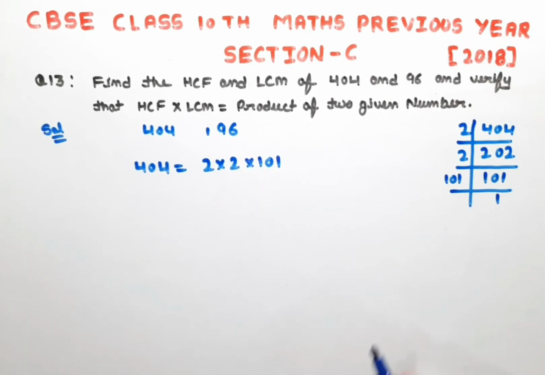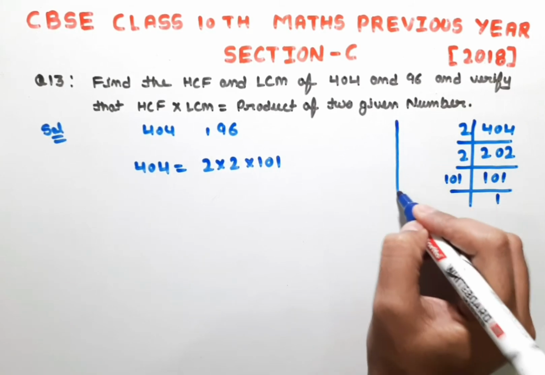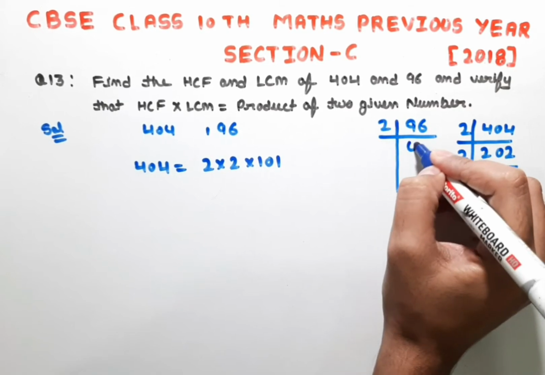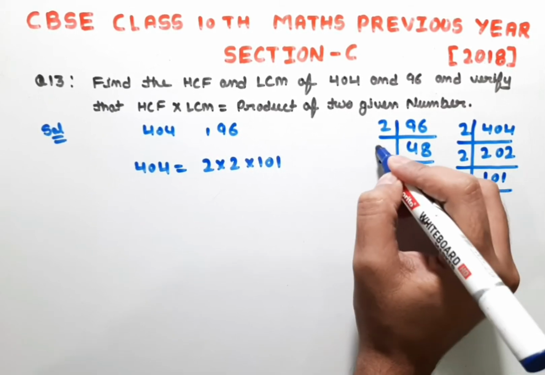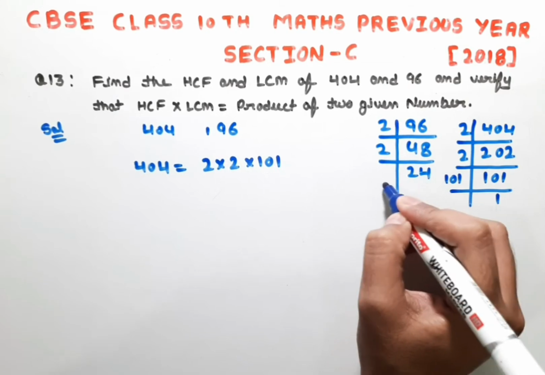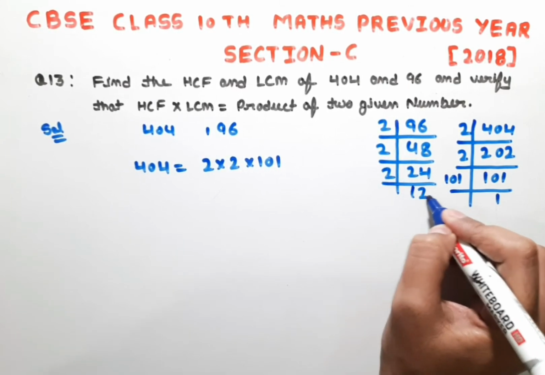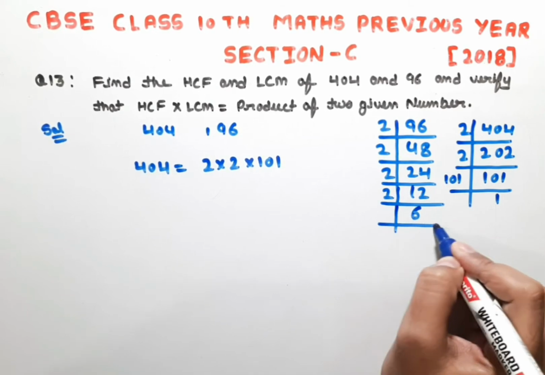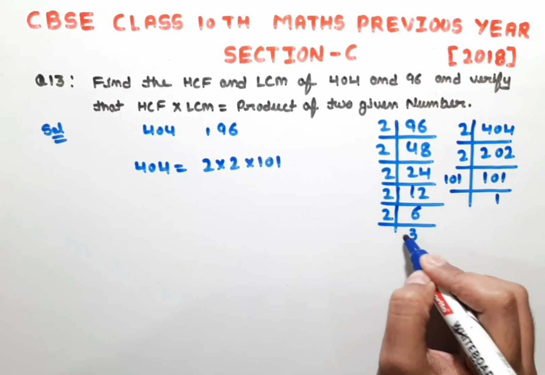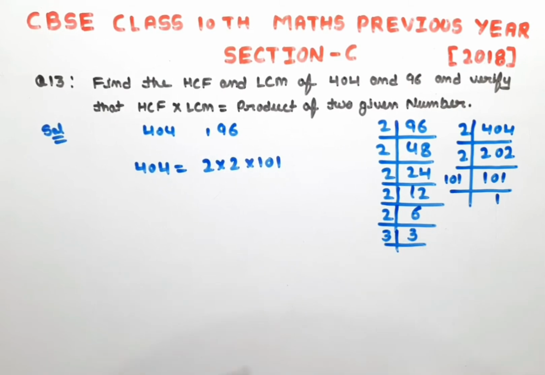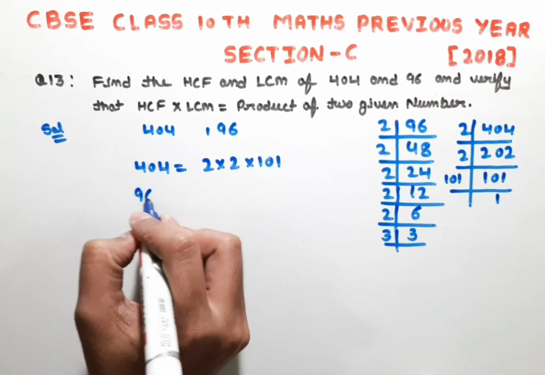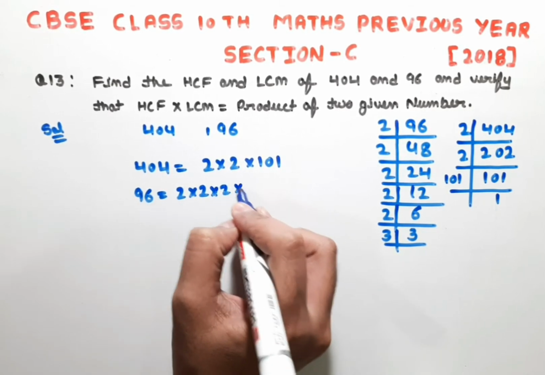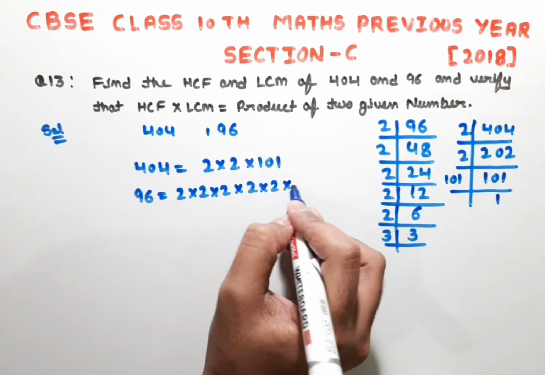Now we will factorize 96. 2 times 48, again 2 times 24, again 2 times 12, again 2 times 6, again 2 times 3, and at last 3. So the prime factorization of 96 will be 2 into 2 into 2 into 2 into 2 into 3.